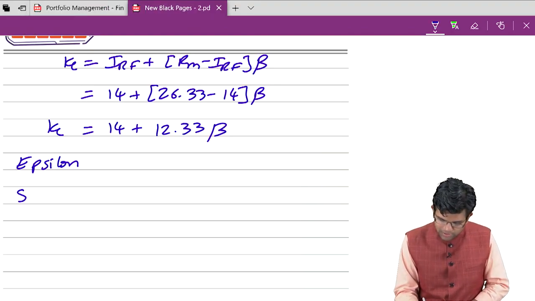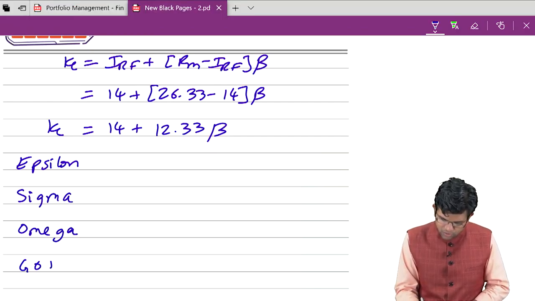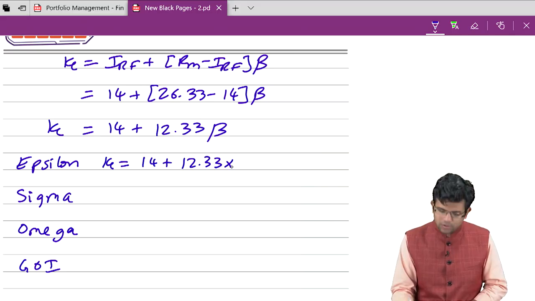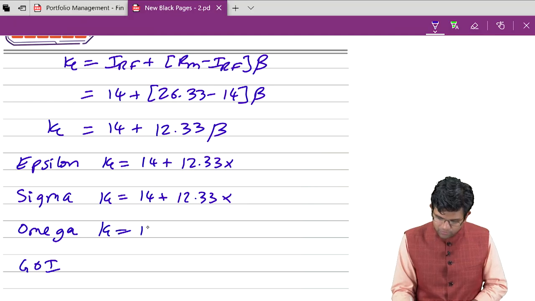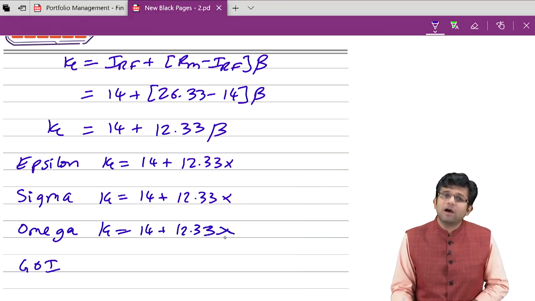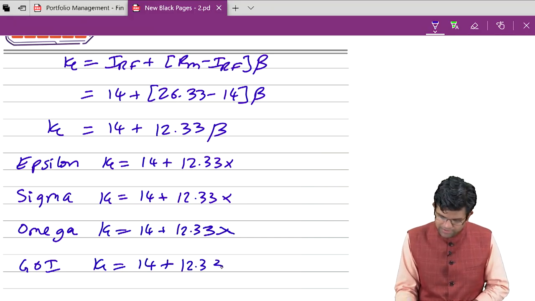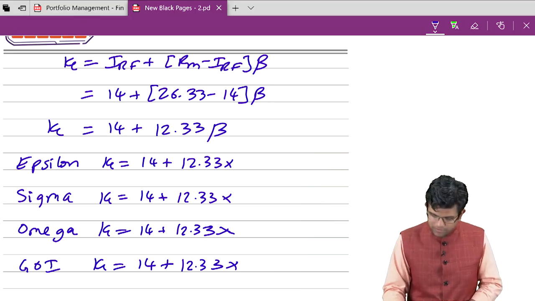So epsilon, sigma, omega, and GOI bonds. Let's start. KE will be equal to 14 plus 12.33 into the beta of epsilon. KE will be 14 plus 12.33 into the beta of sigma. KE will be equal to 14 plus 12.33 into the beta of omega, and KE is equal to 14 plus 12.33 into the beta of GOI bonds.